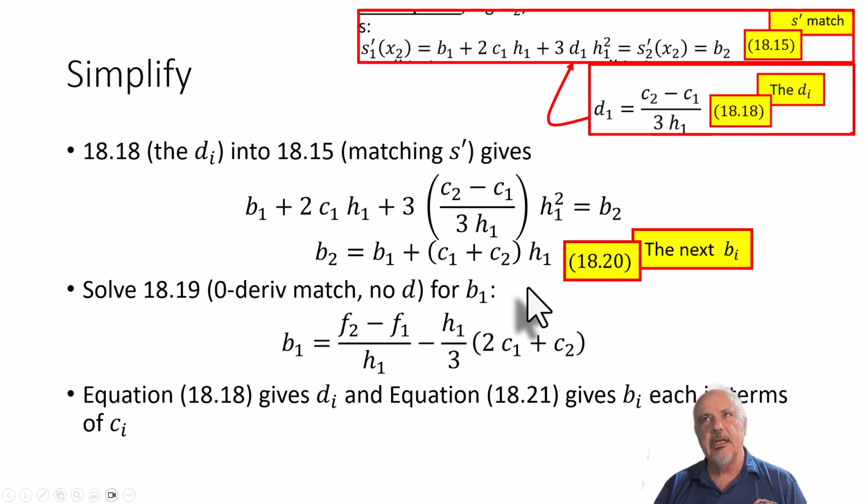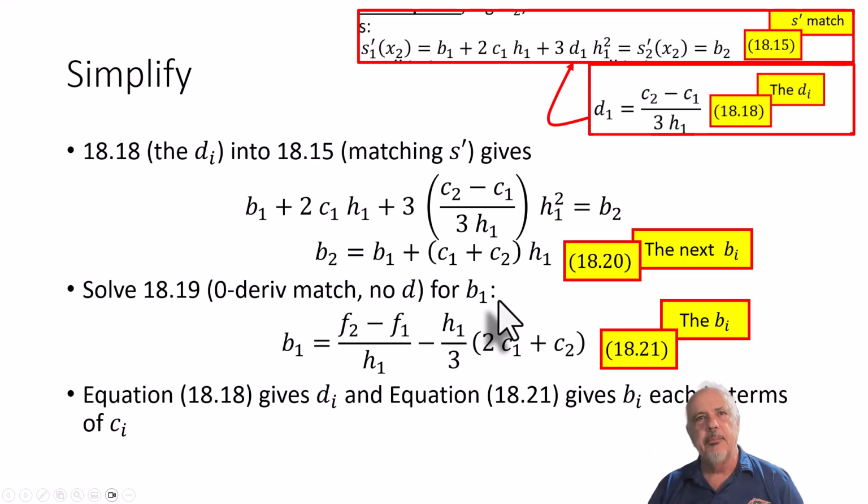If I take 1819, that's the zero derivative match without the D, I can actually solve for B1. I call that the BI equation. Okay, so that's an important one because, similarly to what I have with 1818, which gives me the DI equation with DI in terms of C, here for 1821 I've got the BI equation. I've got B in terms of the C's, and of course things that we know.